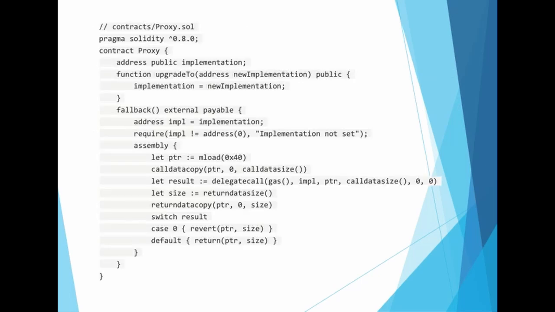In this proxy contract, we have the state variable implementation address. This variable holds the address of the current implementation contract. Then, the upgrade function allows upgrading to a new implementation contract by changing the implementation address. This makes the proxy pattern flexible and upgradable. The fallback function handles all calls that do not match any function signature in the proxy contract. The fallback function uses inline assembly to perform a delegate call to the implementation contract.